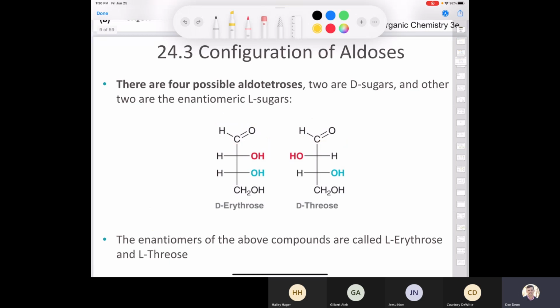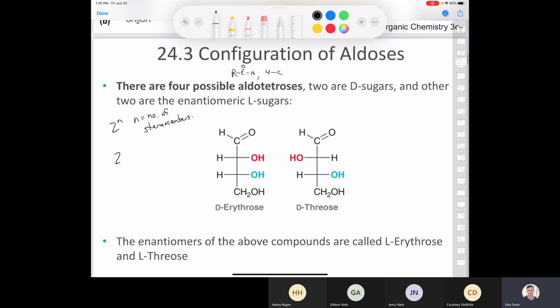So it says here there's 4 possible aldotetroses, right? Aldo meaning aldehyde, and tetros meaning 4 carbons. So you can see we have 1, 2, 3, 4 carbons here, and 1, 2, 3, 4 carbons in this compound. So remember, the formula was 2 to the power of n, where n is the number of stereocenters.